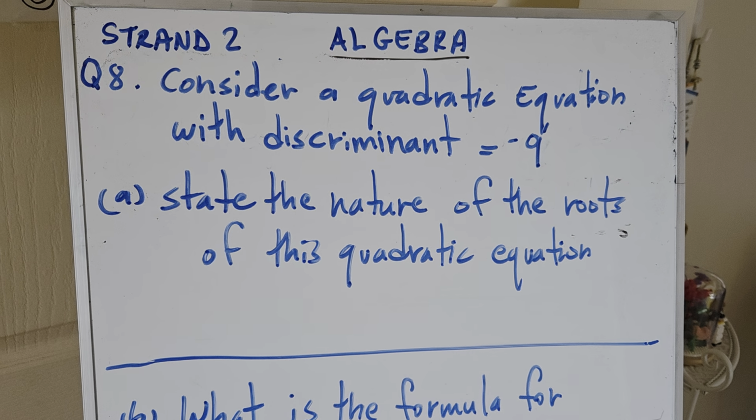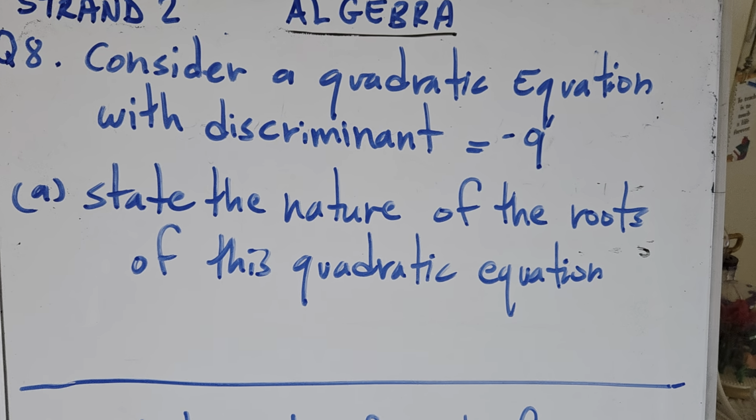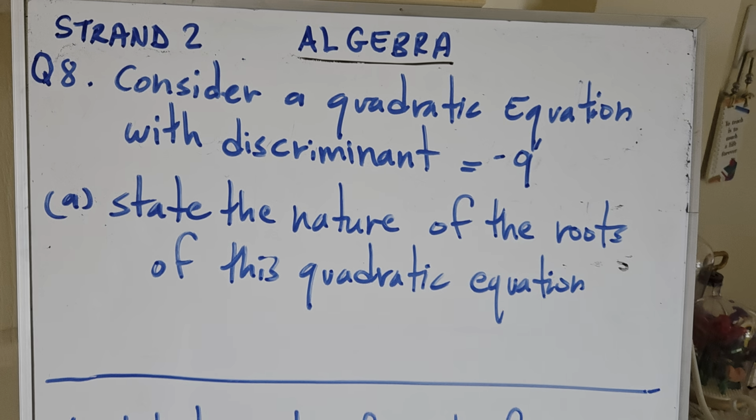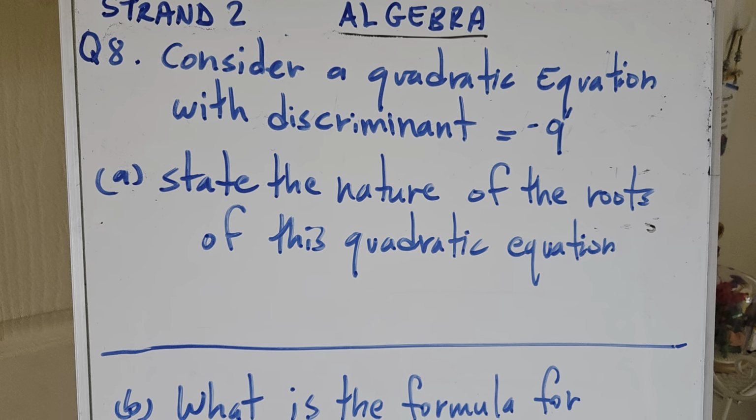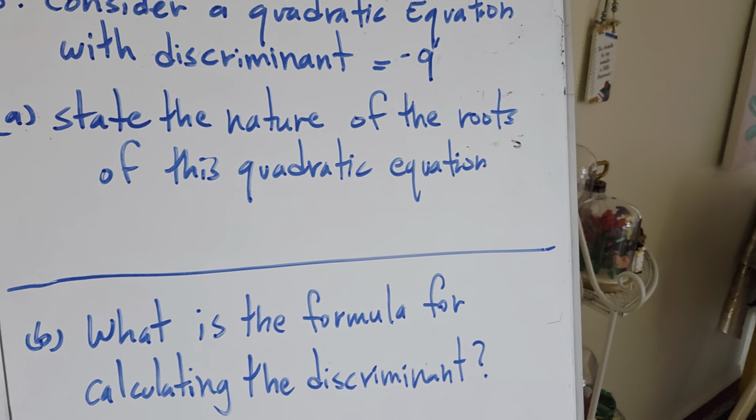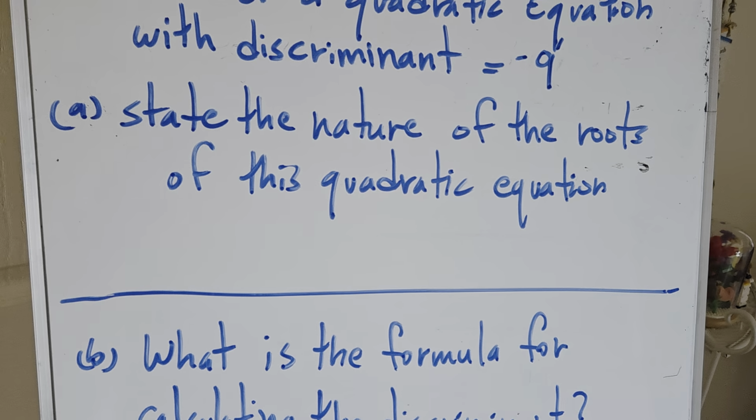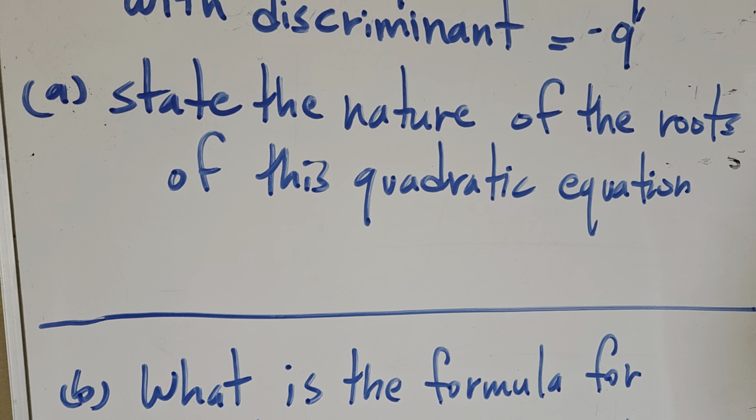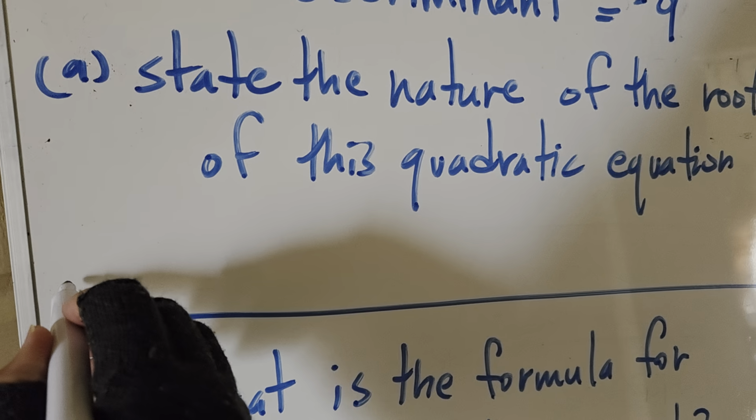Consider a quadratic equation with discriminant equal to -9. The discriminant is -9. State the nature of the roots of this quadratic equation. So state means in words. Since it is -9, the answer over here is either no real roots.